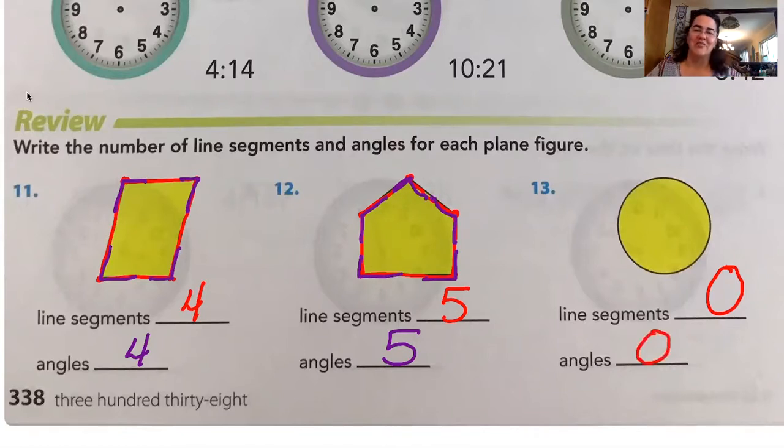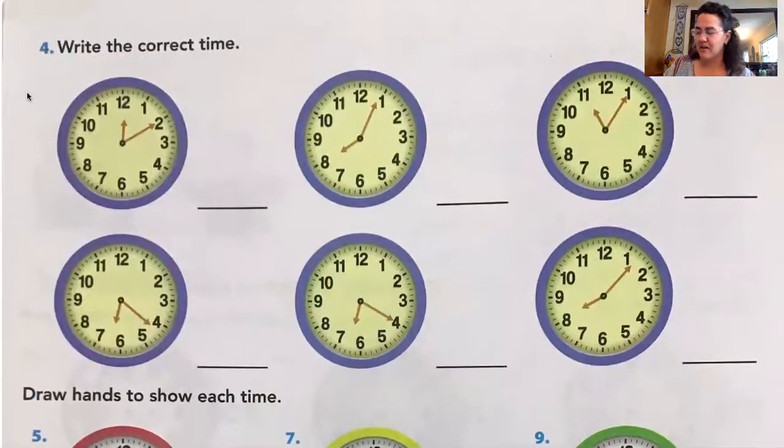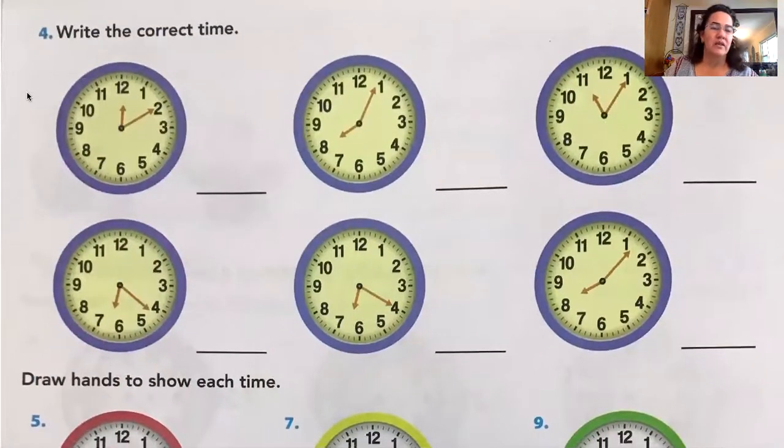Good job, second graders. If you feel like you've got this, you can stop the video here. And if you'd like to continue, we can finish the paper together. Stay with me. All right, moving back to the top on number 4, writing the correct time.